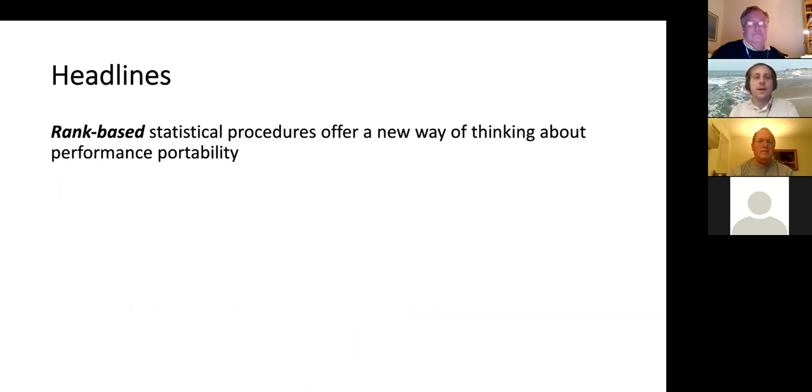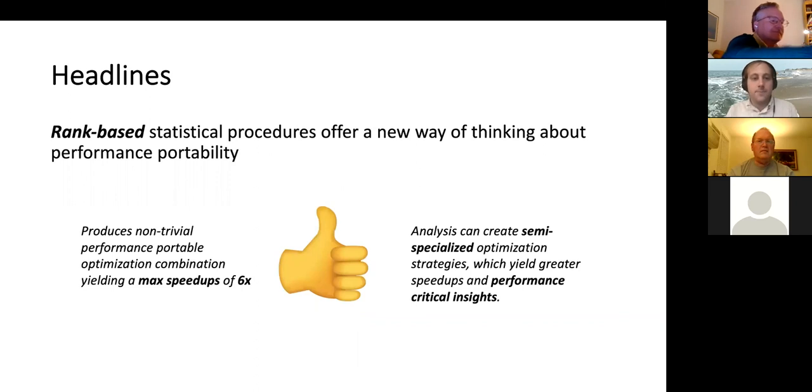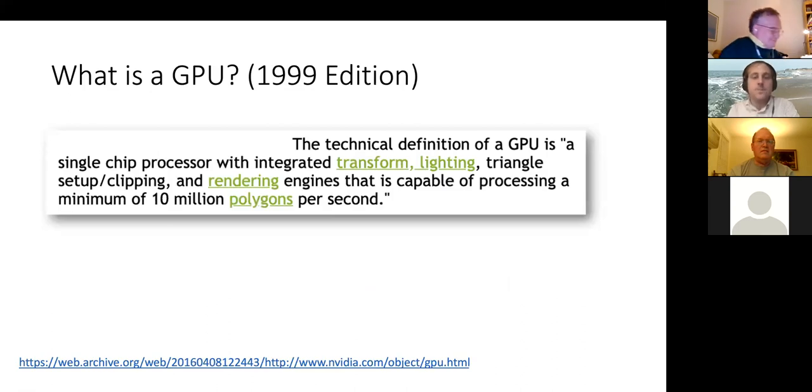So what we did is we came up with this new rank-based statistical procedure. This offers a new way to think about performance portability, especially when your domain is as chaotic as graph applications on GPUs. The headline here is that we produce non-trivial performance portable optimizations, and we can be as portable or as specialized as we want. So I'm going to give a little bit of background on GPUs.